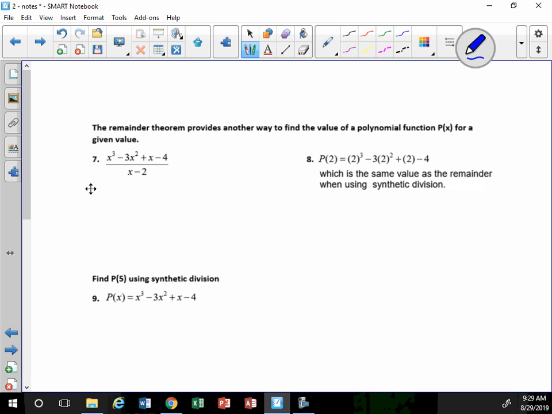So 7, if I went ahead and did synthetic division with that, I'd have a 2 on the outside, 1, -3, 1, -4. We're going to just go ahead and do the synthetic division. So I'll give you a minute to do that. And you don't have to rewrite it with the x's. You can just stop once you get to the remainder, okay?